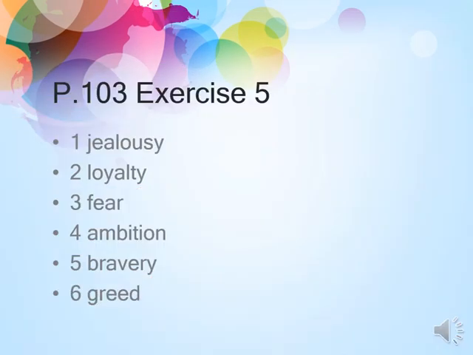In a similar way here, we're going to write nouns from these adjectives given between brackets. So for the first one, Iago in Shakespeare's play, Othello, called jealousy the green-eyed monster. So jealousy here. Number 2. Blank is an important aspect of friendship. It's loyalty. 3. Although he was sometimes afraid, he never showed his fear.